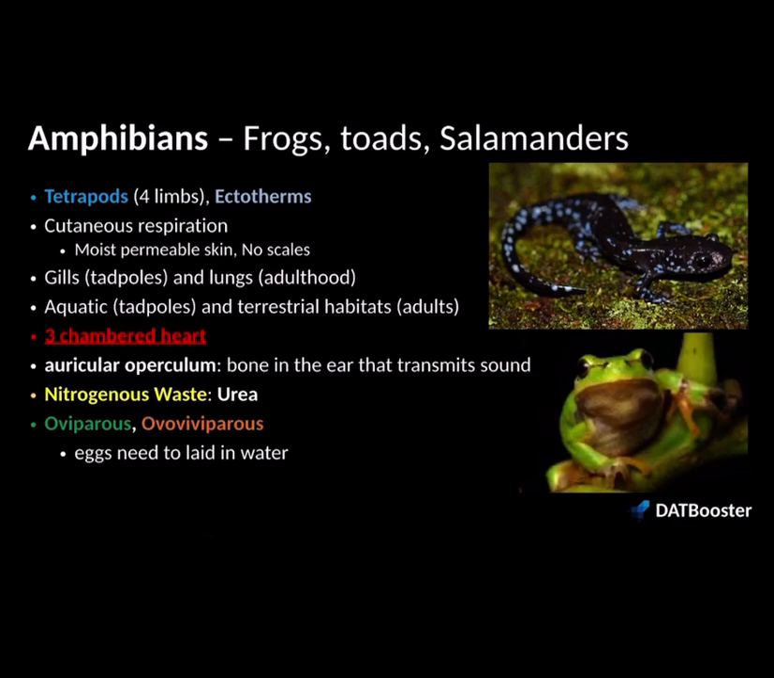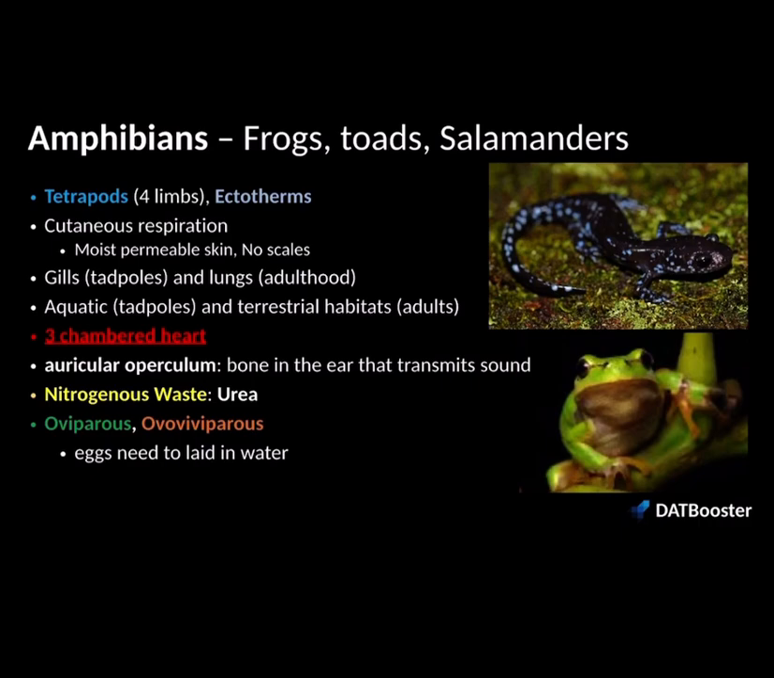So an amphibian is going to be a frog, a toad, and a salamander. These are tetrapods. Tetrapods are animals that have 4 limbs. They are also ectothermic. They're ectotherms. The internal body temperature of an ectotherm is going to vary with the external environment. And ectotherms are sometimes referred to as cold-blooded animals informally.